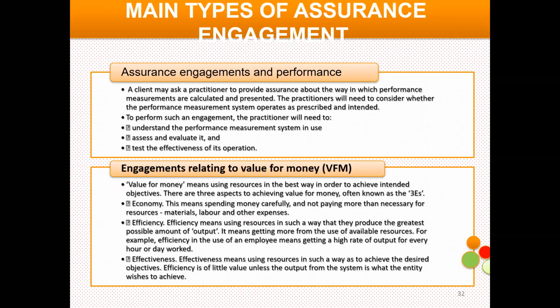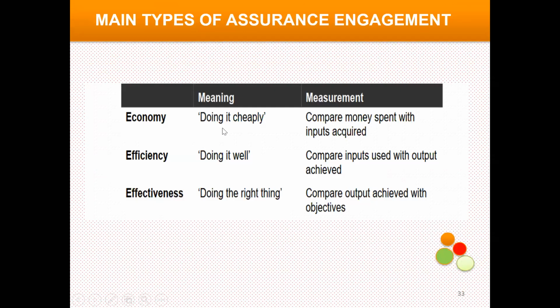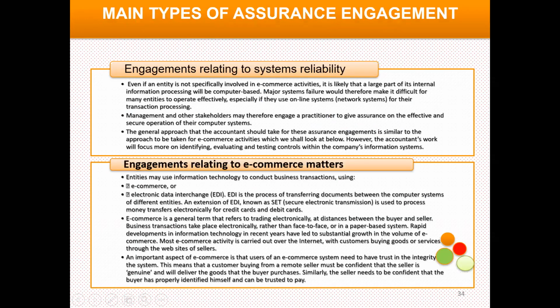Now, we've talked about value for money in strategy, right? We've talked about economy, efficiency, effectiveness. So we see value for money here again. When we say economy, it means that you are spending money carefully. When we say efficiency, we are using input in such a way that it will produce the highest amount of output. When we say effectiveness, we are talking about using resources to achieve intended objectives. For those who are doing strategy, this will help you. Economy means doing it cheaply, efficiency, doing it well, effectiveness, doing the right thing. So that's something to take note of.